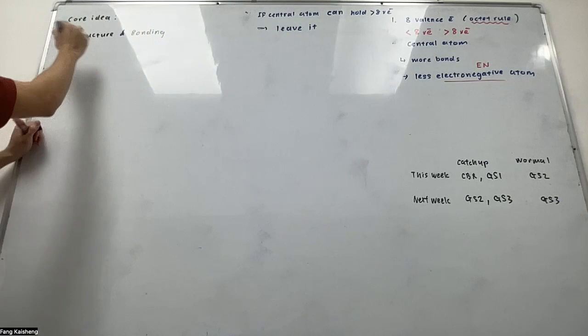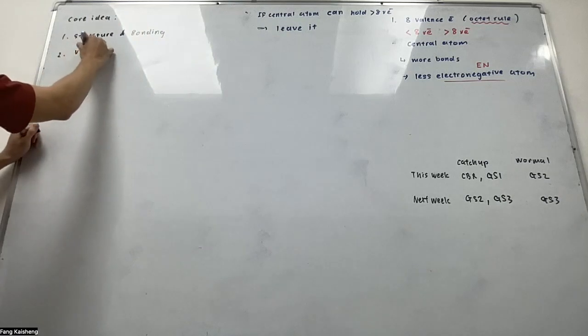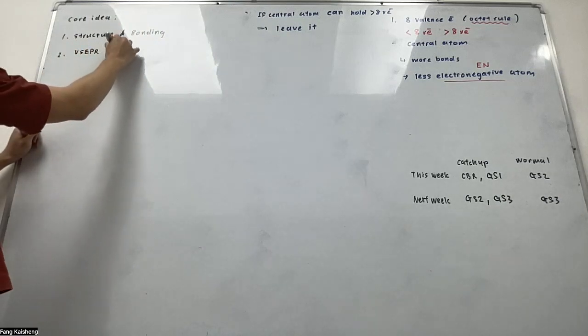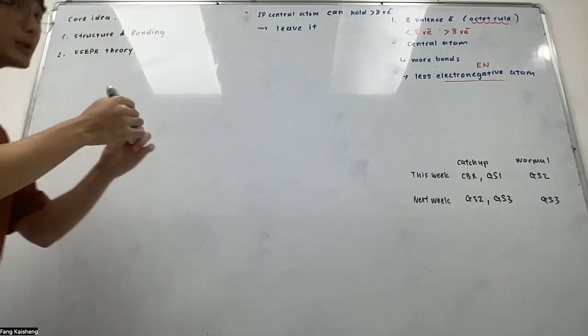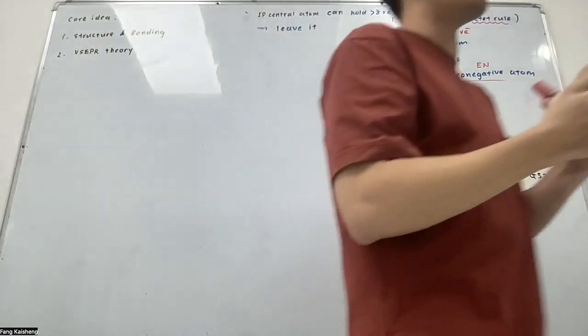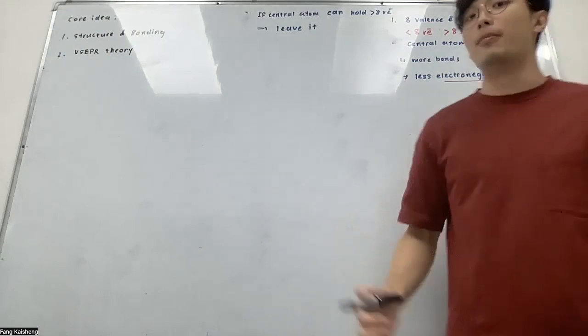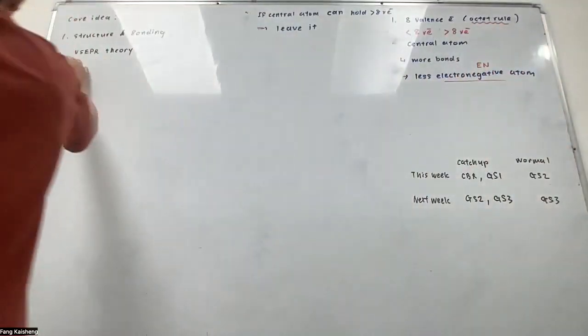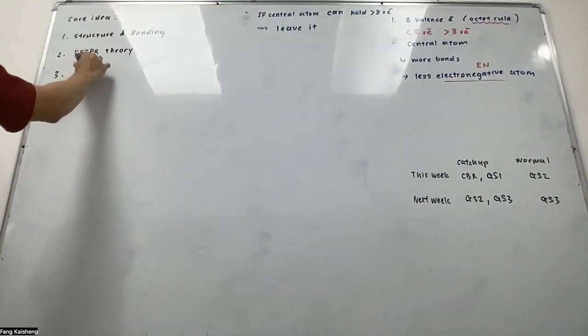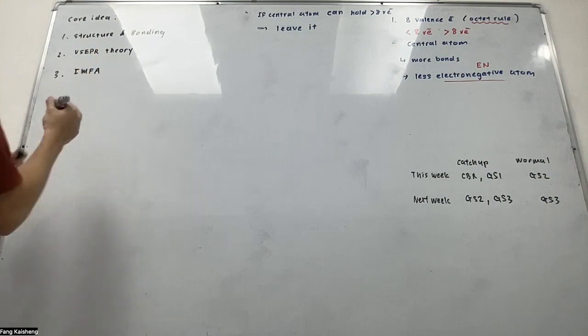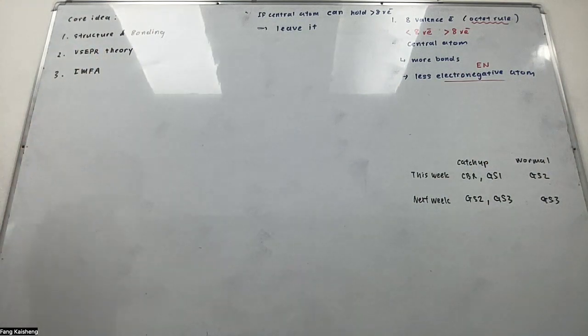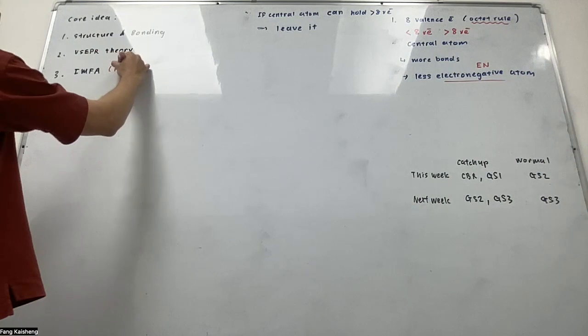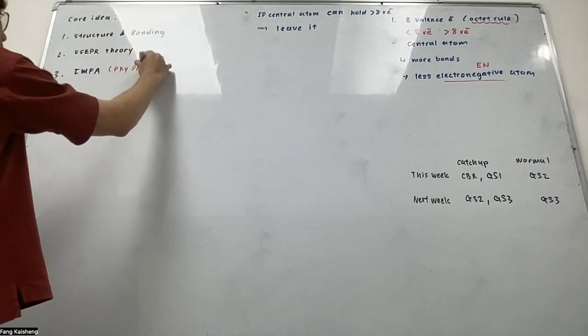The second one is VSEPR. As we mentioned before, this one requires you to refer a little bit to notes, because for now you most likely won't be able to memorize all the different shapes and bond angles. Finally, you're going to look at intermolecular forces of attraction. I think this is the most important part of the chapter because it explains your physical properties.